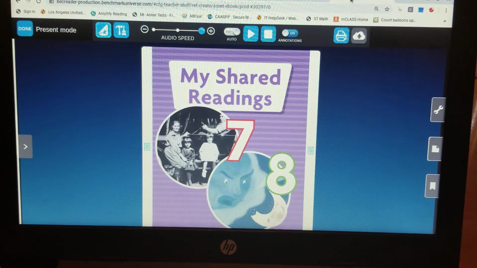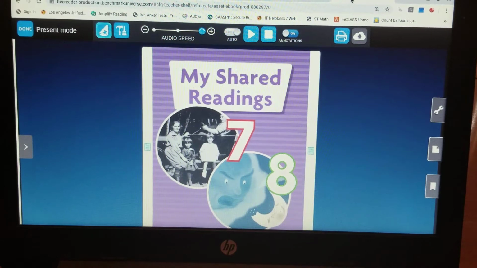Today's lesson will have us using our shared reading book. Now, this is the one that you got from school a few weeks ago. It's for units 7 and 8. So, we will be reading from this book today, and I want to make sure everyone gets it. If you don't have it, you can just stop the video and go and get it and then restart the video.